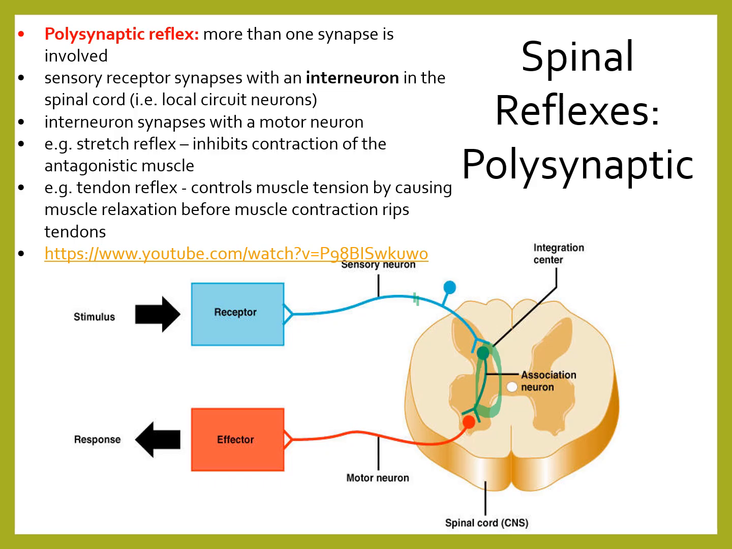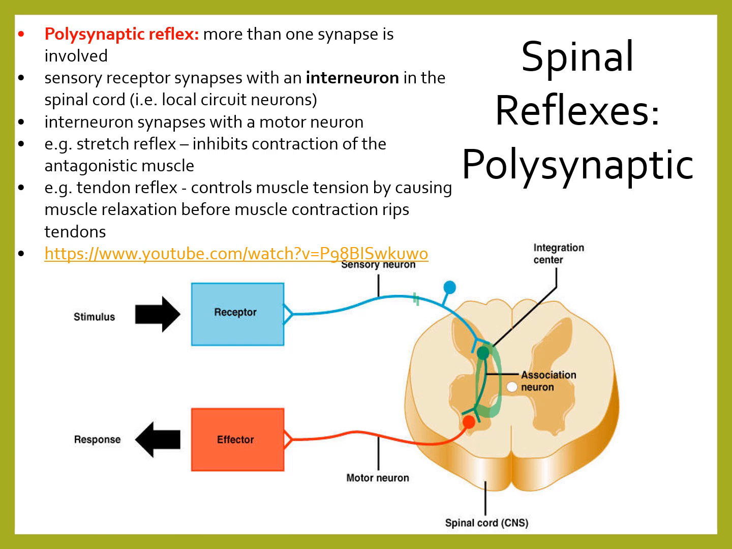I will note that sometimes this interneuron is called an association neuron, and sometimes this interneuron is a local circuit neuron. So they have a lot of terms. But what an interneuron does in a polysynaptic spinal reflex is it connects the incoming sensory neuron with the outgoing motor neuron. We just saw an example of a polysynaptic spinal reflex when we looked at the stretch reflex slide just a second ago. The stretch reflex that caused extension of our knee, that was a monosynaptic spinal reflex.